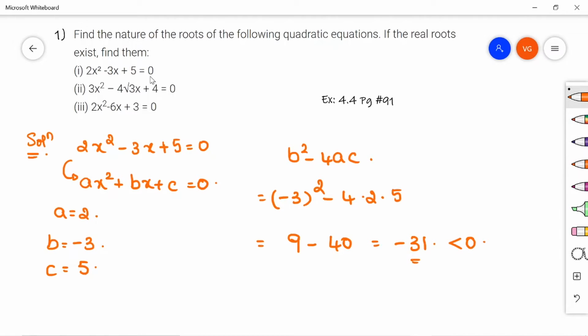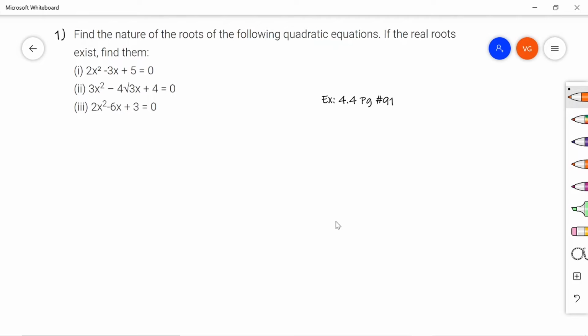So if the discriminant value is less than 0, the roots are imaginary roots, right? So you write the roots are imaginary. So there are no real roots existing. They are asking, if there are real roots existing, then find them. As they are imaginary roots, you can stop the problem till here. Let us do the second problem here.